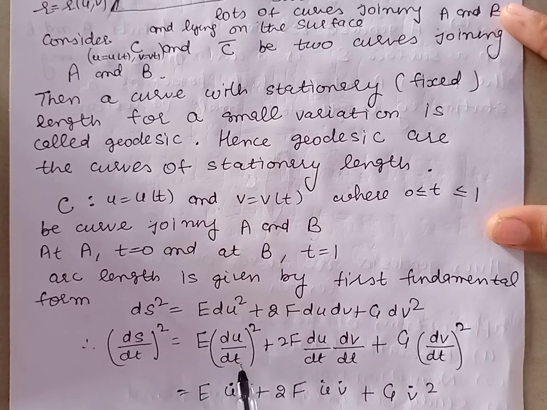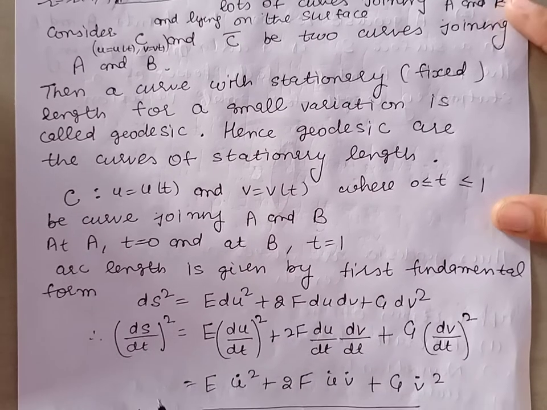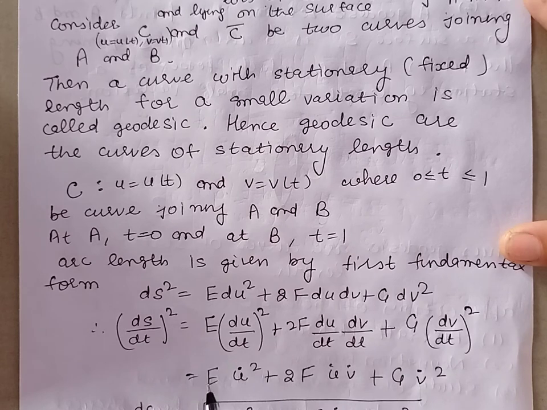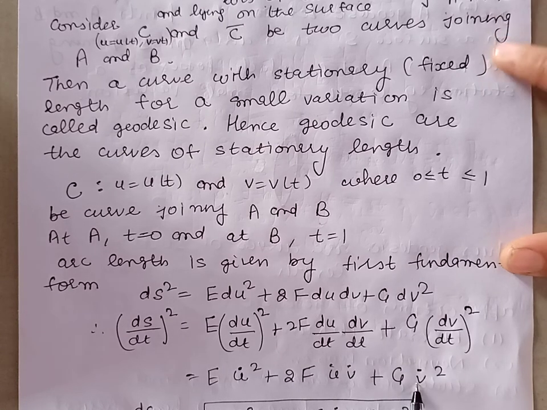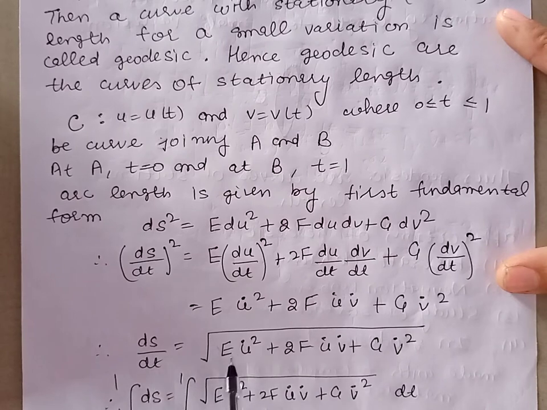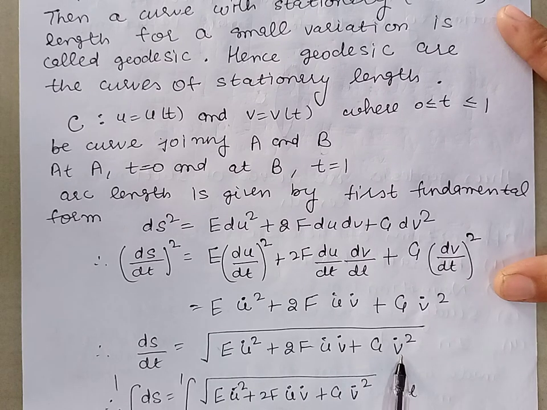Now, the derivative with respect to t we have denoted by dot. So, du by dt can be written as u dot, dv by dt can be written as v dot. So, this will become (ds by dt) whole square is equal to E into u dot square plus 2f u dot v dot plus g into v dot square. Now, taking square root on both sides, we get ds by dt is equal to square root of E u dot square plus 2f u dot v dot plus g into v dot square.